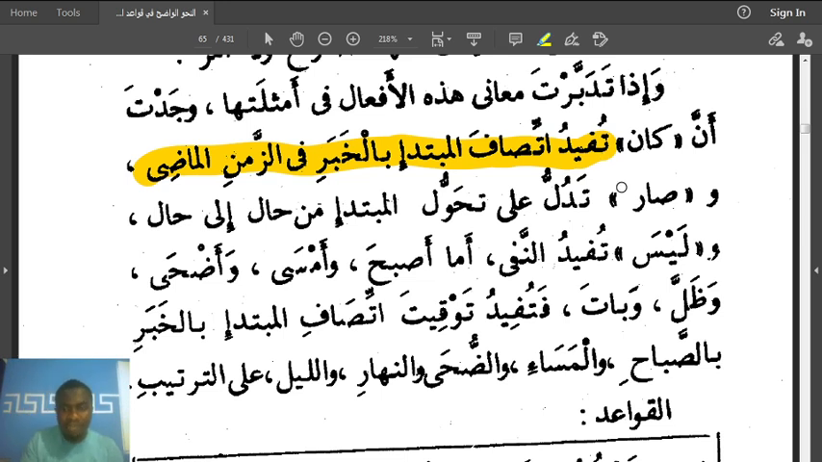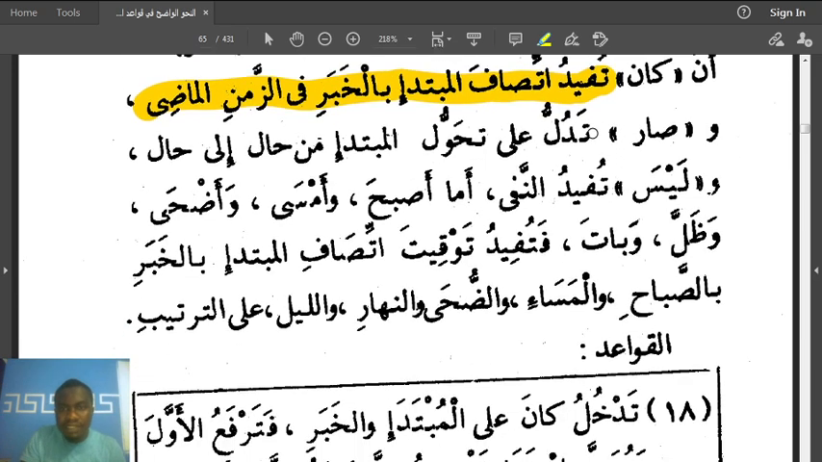Okay. And صار تدل على تحول المبتدأ من حال إلى حال. صار also refers to تحول المبتدأ. تحول means change or conversion, the transformation of the مبتدأ من حال, from one condition, إلى حال, to another. So من حال إلى حال means from one condition to the other.